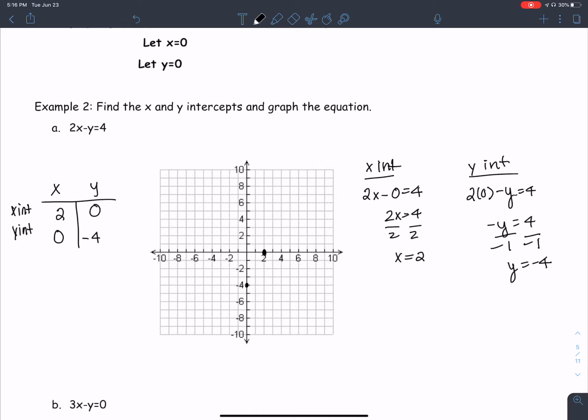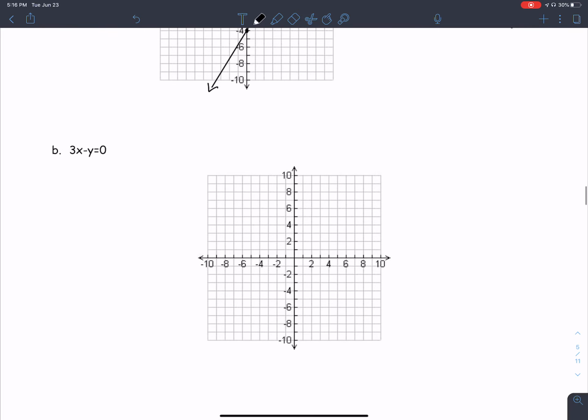Okay, then I'm going to graph a line. Okay, and that's my line. All right. So I've graphed a line using intercepts. Okay, let's do another one. So again, they give me this and they say, use intercepts to graph this line.